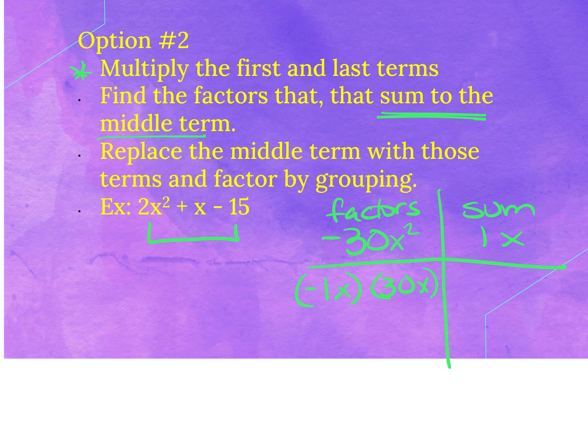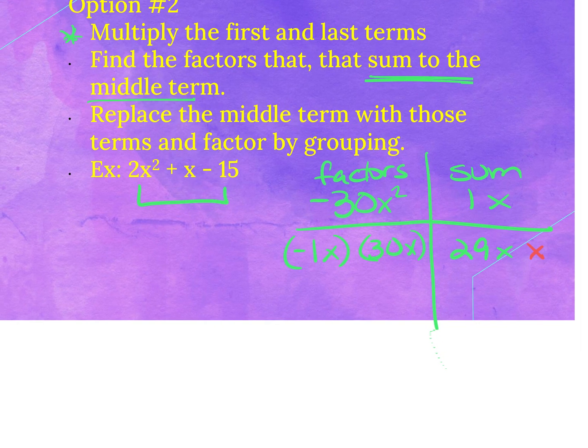When I multiply that, I get the negative 30x squared I need. But when I add it, I get 29x, because negative 1 plus 30 is 29. This one does not work. It did not give me a sum of 1. All right, that one didn't work. Let's try the next one.